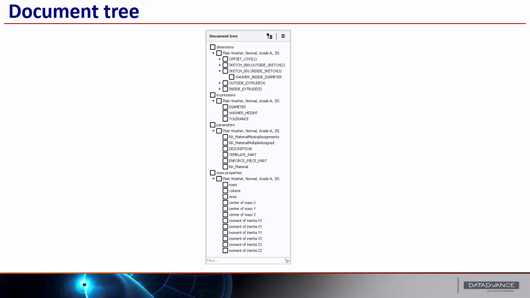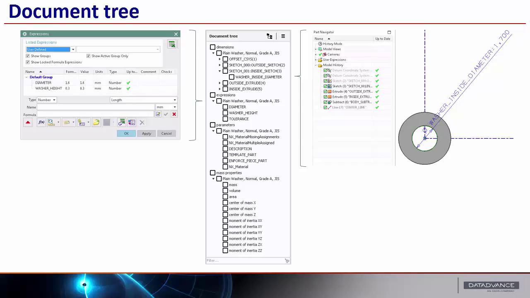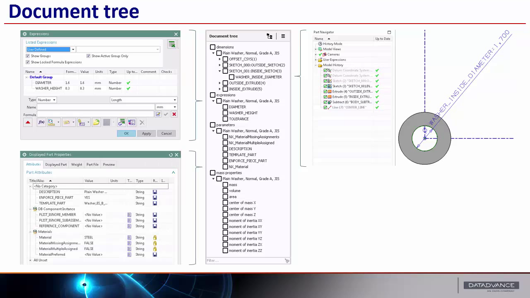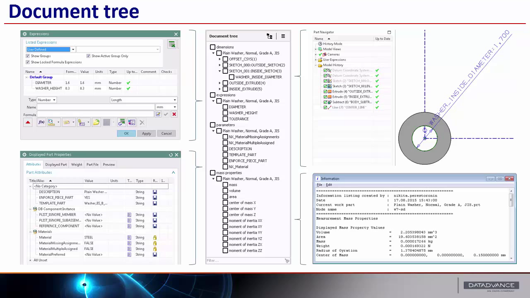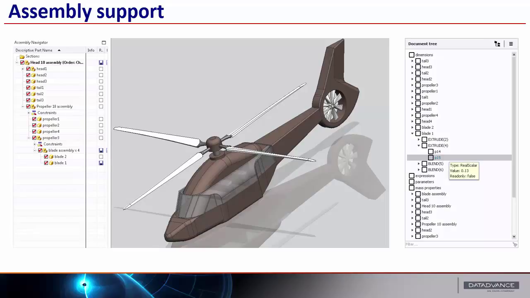Let me now explain document tree contents in more detail. First of all, it includes dimensions of all model features. All user-defined expressions can also be found here. Next, the tree includes part attributes, so they can also be mapped to block ports. Finally, it contains mass properties such as mass, volume, area, center of mass and moment of inertia. The block supports both NX models and assemblies, and if you open an assembly, the document tree will contain dimensions, expressions, attributes and mass properties for every assembly component.